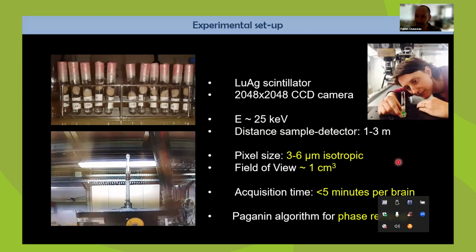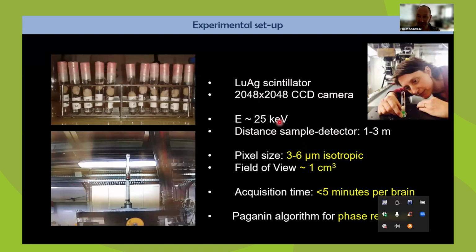So as a user, what you have to do is position your sample on the stage, and then go back to the control room and align, which takes only a few minutes, and then launch the scan. And a scan is achieved in less than 5 minutes. We are talking about a pixel size that is below 10 microns and could even reach 1 micron, with a field of view that is typically around 1 centimeter.